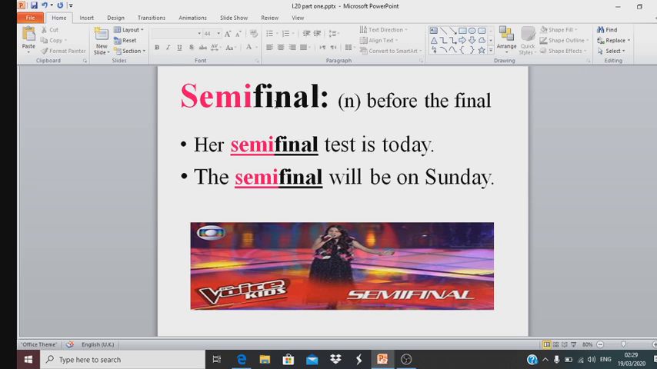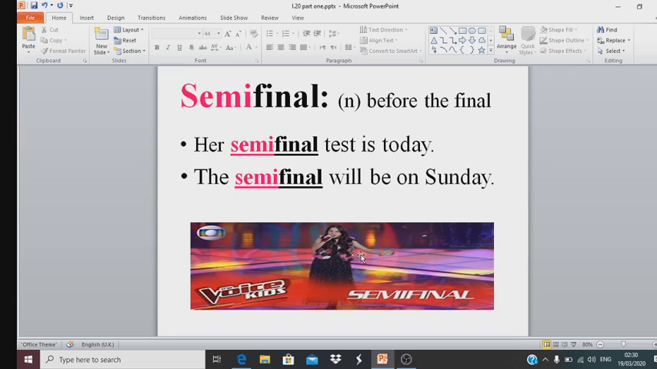Semifinal. So for semifinal, the base word is final and semi is the prefix. Semifinal means before the final, and it can function both as a noun and as an adjective. Let's see how. Like here, her semifinal test is today. So the test before the final test, we call it the semifinal. Here semifinal functions as an adjective because it describes the test. The semifinal will be on Sunday.